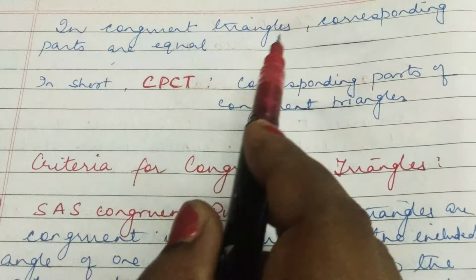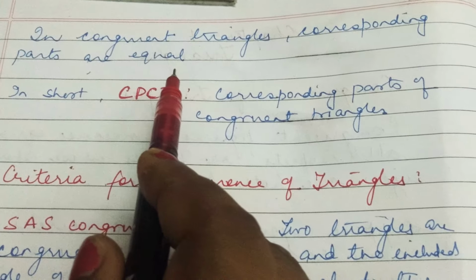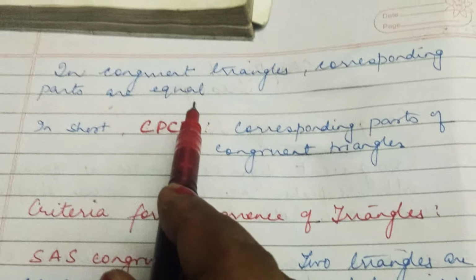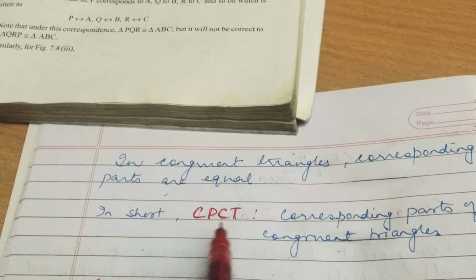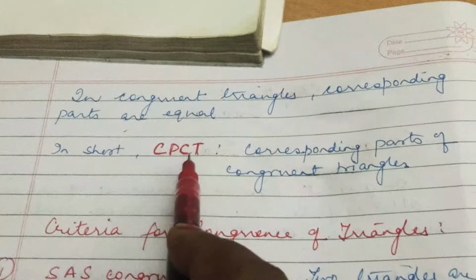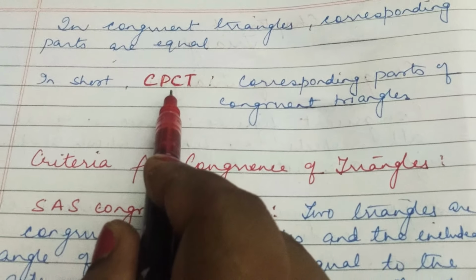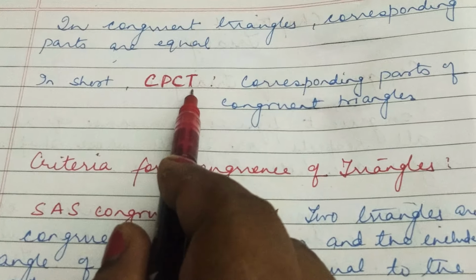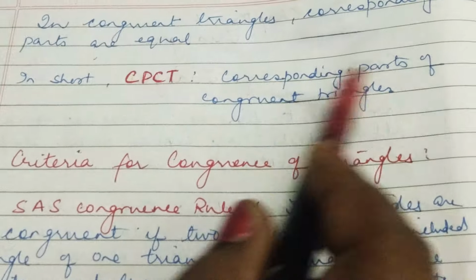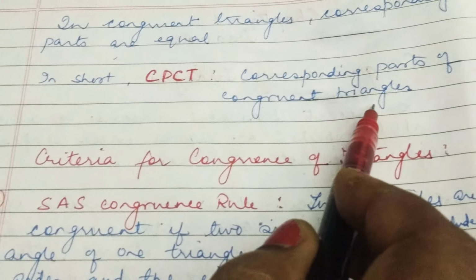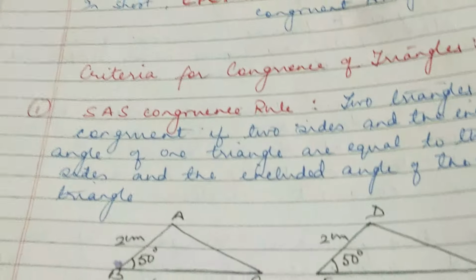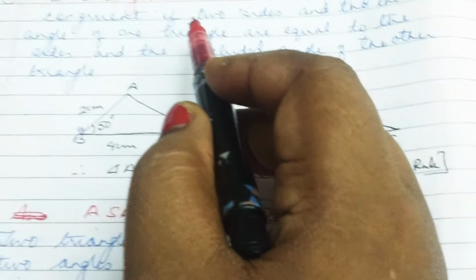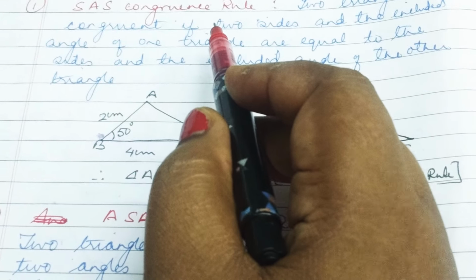In congruent triangles, corresponding parts are equal. That is what we saw with the two examples. In this chapter, we will be using the term CPCT. Now, what is CPCT? The full form of CPCT is corresponding parts of congruent triangles. Now, you all have learnt about the various criteria for congruency of triangles. So, let us recall them one by one.